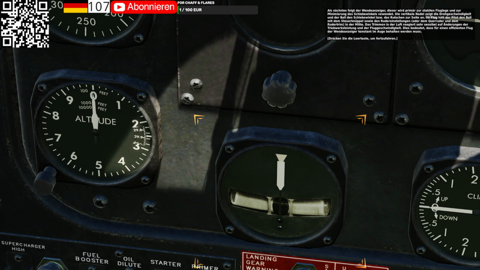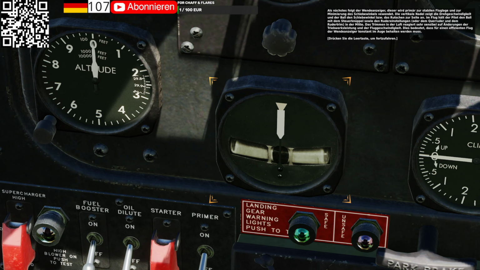Next is the bank and turn indicator, primarily used to maintain coordinated flight and minimize side slip. The vertical needle of the instrument indicates turn rate, and the slip ball indicates side slip or side skid. In flight, the pilot maintains the ball's center by using stick and rudder controls or aileron and rudder trim. Flight trim is very sensitive to changes in engine power and airspeed, so constant attention must be paid to the bank and turn indicator in order to fly as efficiently as possible.